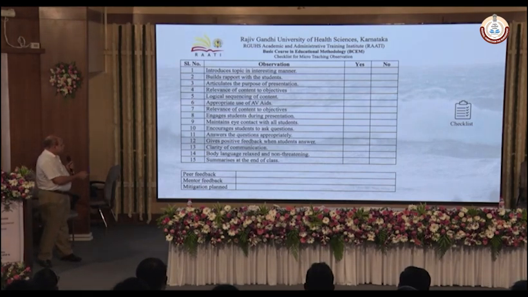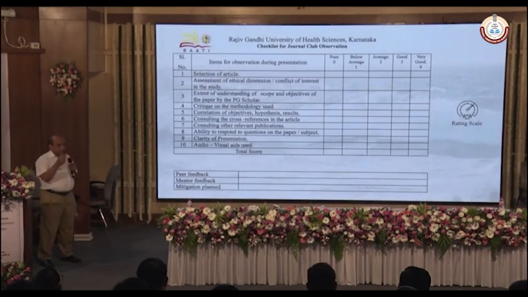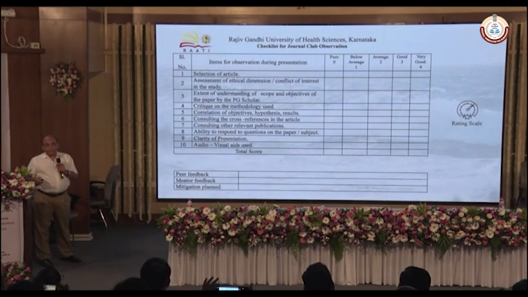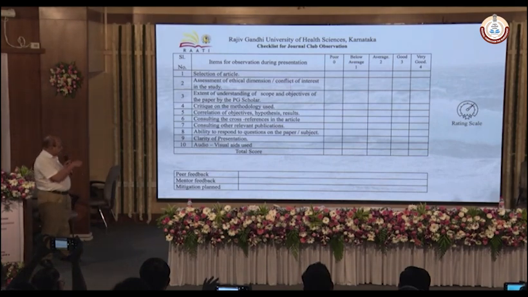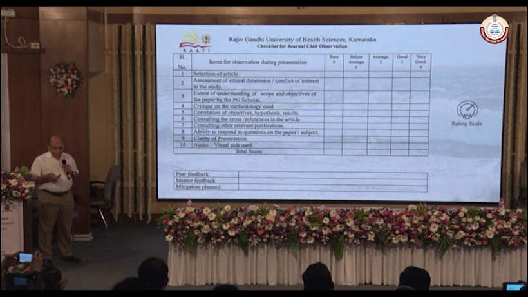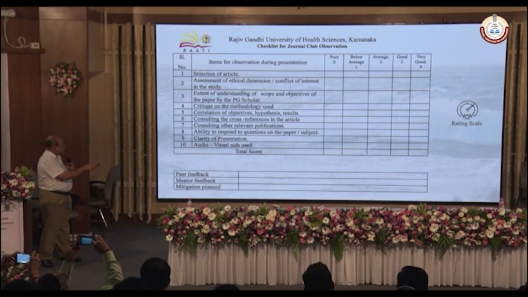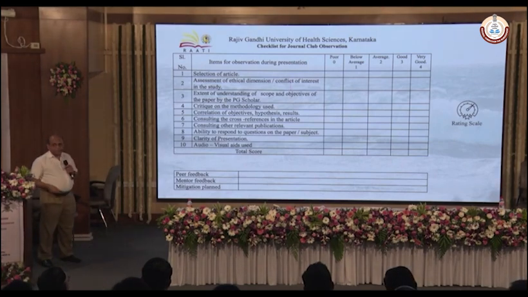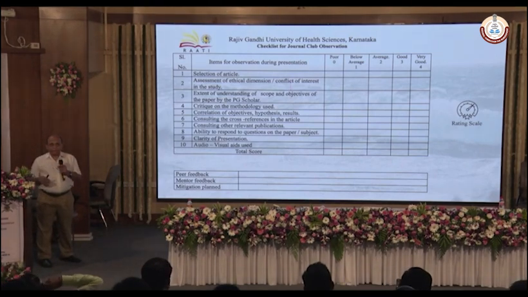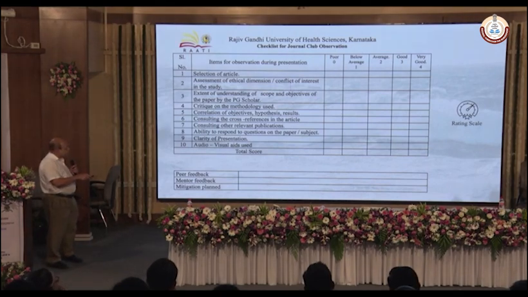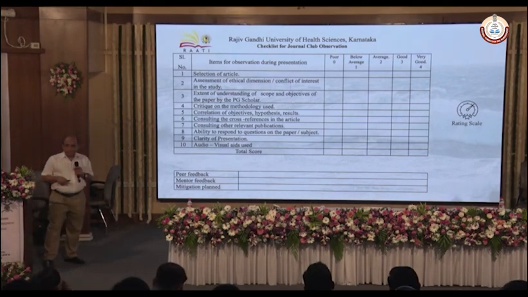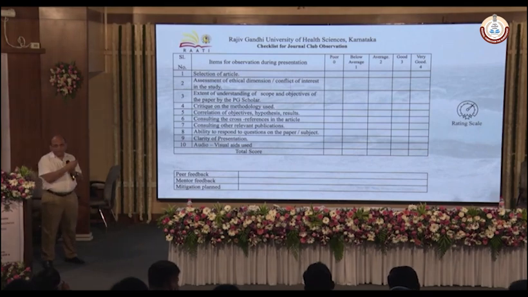And the rating scale could look like this. When you are conducting a journal club for the postgraduate students, as they present the journal club, these are the things we'll be checking. And what is this poor, average, below average? Rating scale. Now the question comes, what is this poor, what is this average, what is this very good? How do you define it? It becomes very arbitrary here.